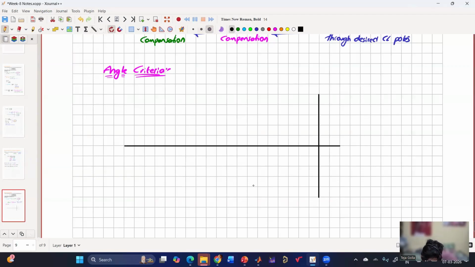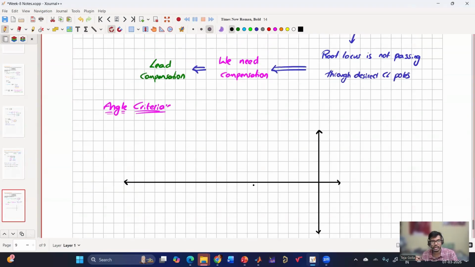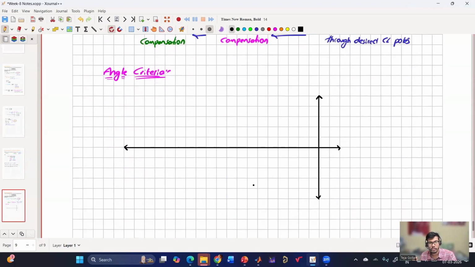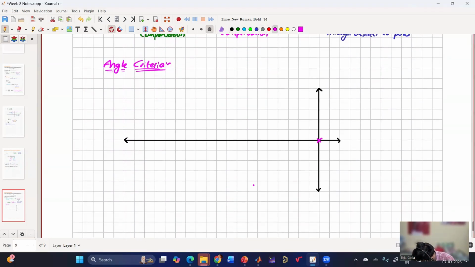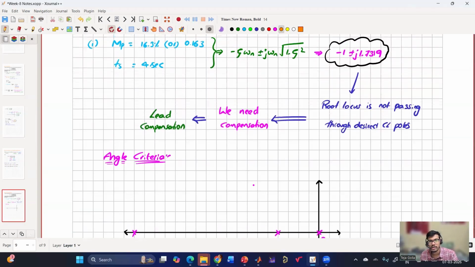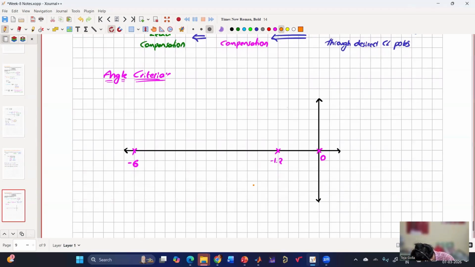So from this I can get my pole locations: 0, -1.2, and -6. And then my desired pole SD is at -1 ± J 1.739. So it is here. This is SD, and this is at -1.